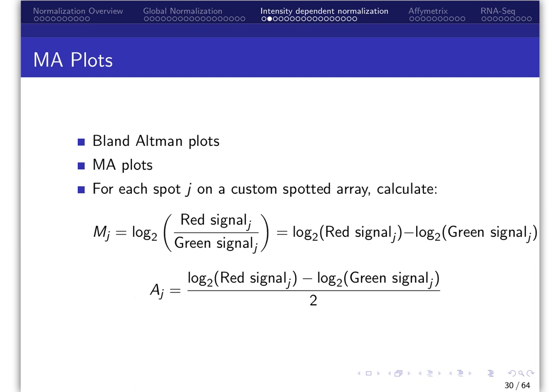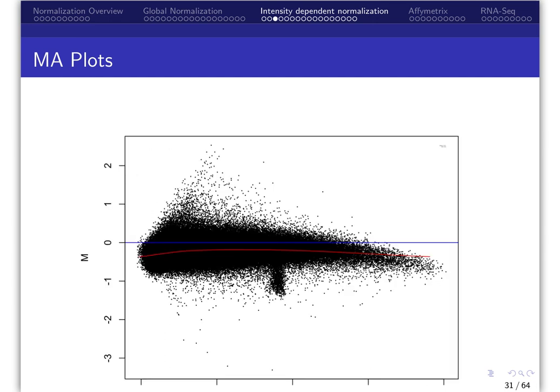The plot typically demonstrates the need for intensity-dependent normalization, that is, the need to apply a different correction depending upon the level of gene expression. This is an example of an MA plot.